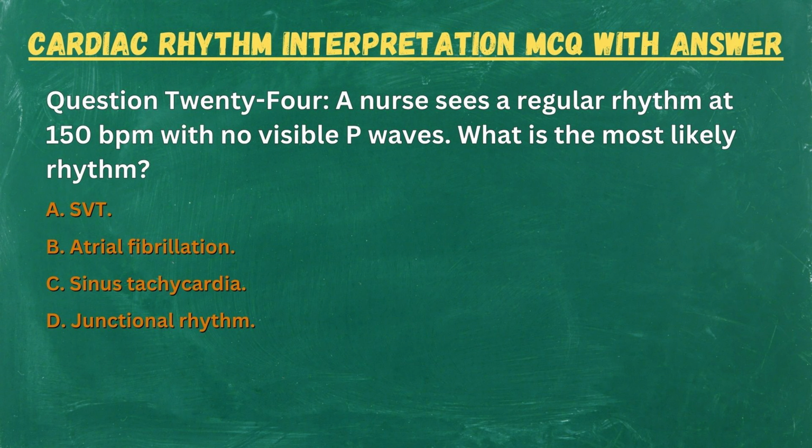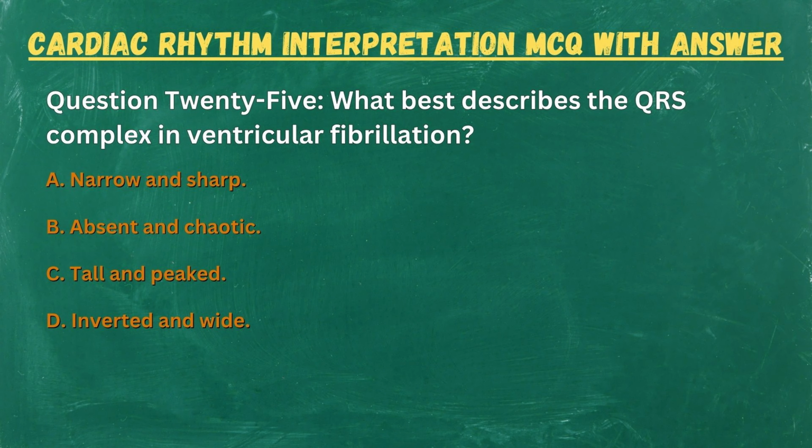Question 24. A nurse sees a regular rhythm at 150 BPM with no visible P waves. What is the most likely rhythm? A. SVT. B. Atrial fibrillation. C. Sinus tachycardia. D. Junctional rhythm. Answer: A. SVT.